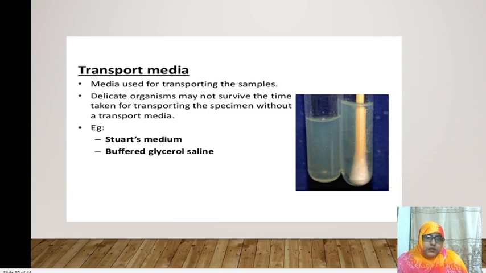Likewise, it is a media for transportation purposes only. It has no other nutritional value, just to transport the specimen without any disturbance or without destroying the sample organism. Basically, glycerol saline buffer or Stuart media is used to transport.